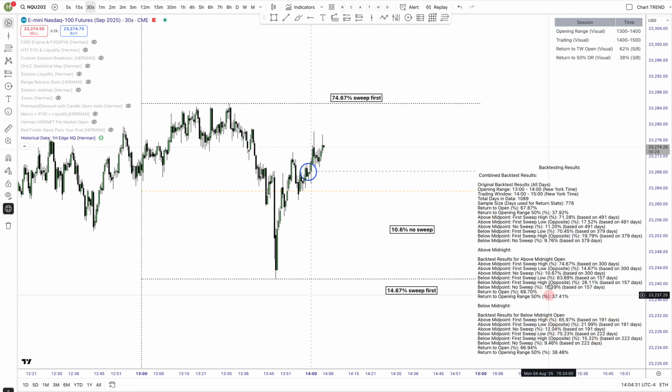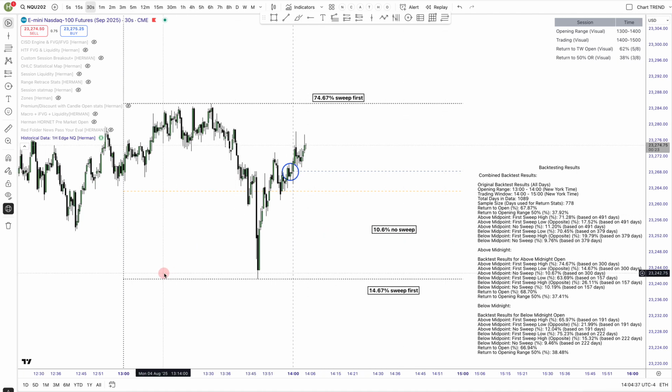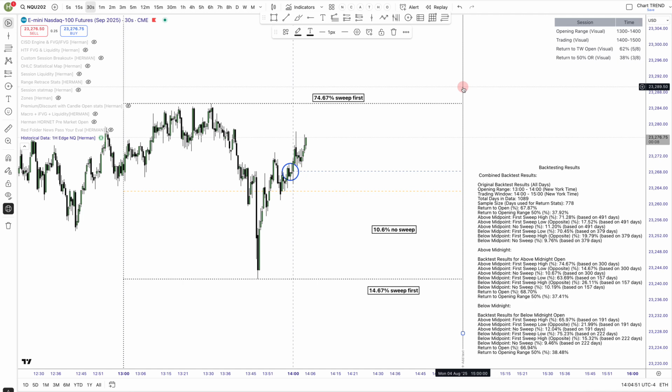Just to confirm, those statistics are being taken from the trading window only, which is based off the opening range, which is the previous hour from 1 p.m. to 2 p.m. And all of those statistics are taken from 2 p.m. to 3 p.m., which is within 1 hour.